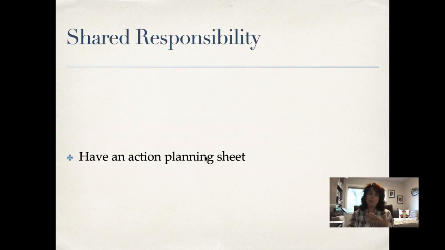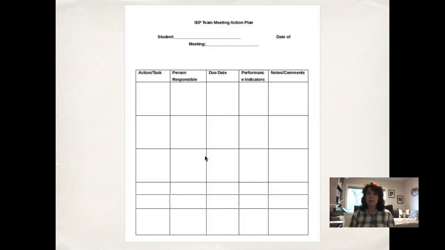And then there's a shared responsibility, having an action planning sheet. This is an example of an IEP team action planning sheet. The thing that's really important, so we talked about pre-meeting collaboration. Then you go to the meeting and you're problem solving, developing strategies and goals for the student, and you're doing that in a collaborative fashion. But then it's really important to have an action plan. How are you going to manage those goals? Who's going to be responsible?